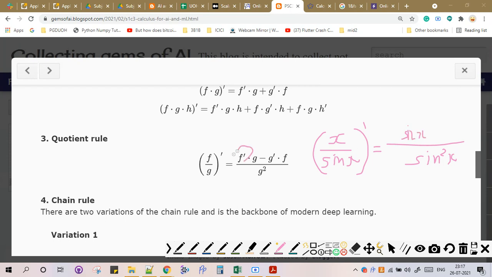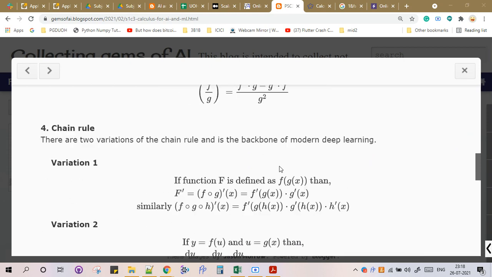Take the differentiation of the numerator x. What is the differentiation of x? 1. Minus. There is a minus term, so you cannot write it interchangeably. You need to take the differentiation of the numerator first, right? Then minus, what is the differentiation? Cos x, and put the x as it is, cos x multiplied by x, like this. Correct? So this is the quotient rule, or you can say the division rule.